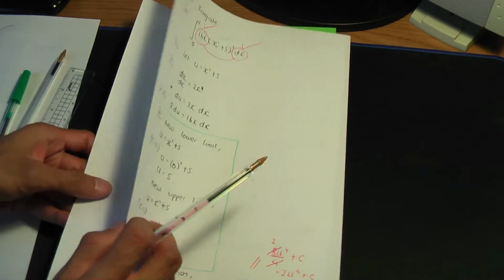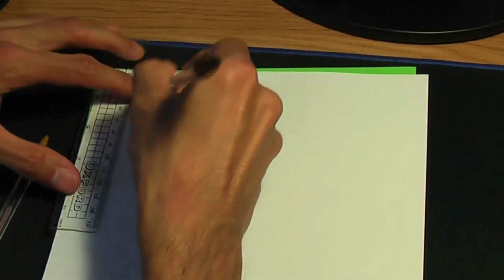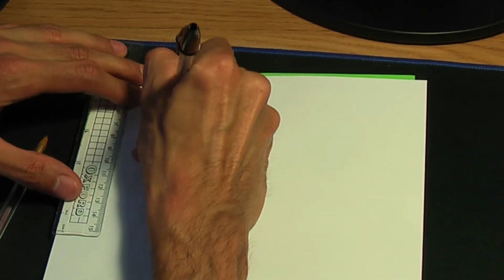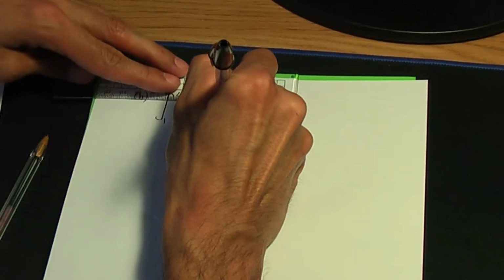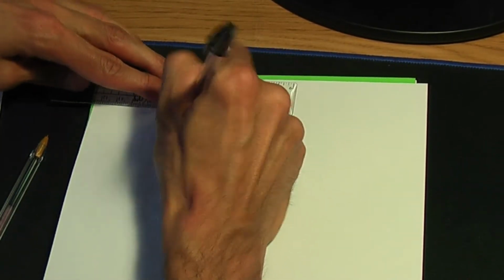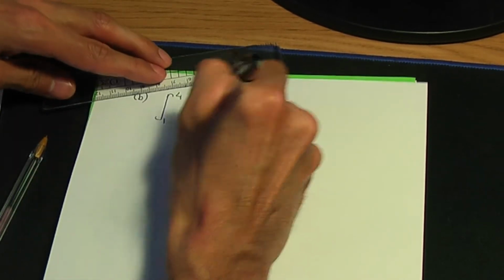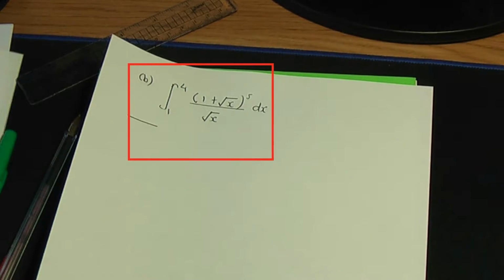So let's take another example. Here is part B. In part B, let's integrate between limits 1 and 4 of (1 plus root x) to the power 5 over root x with respect to x. So let's go over this one.